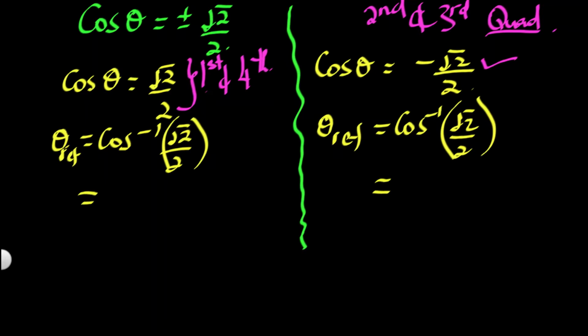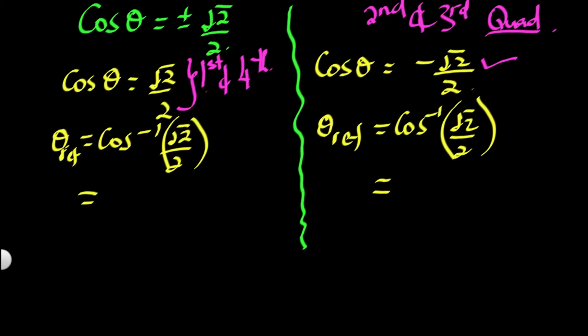Now we punch into our calculator to get the reference angle, which is arc cos of root 2 over 2. We get 45 degrees.